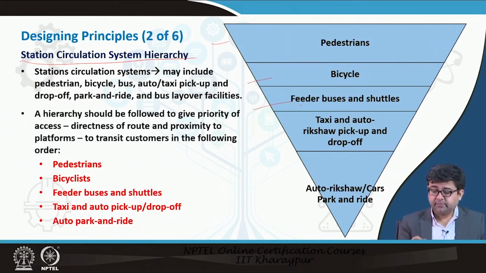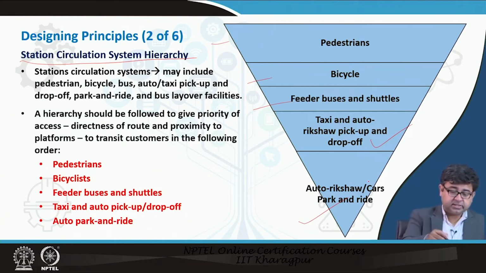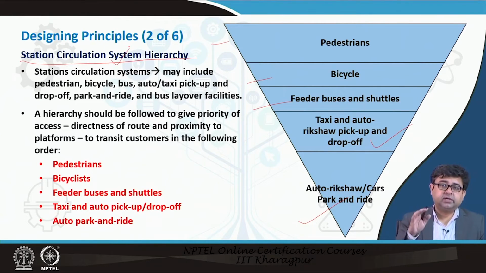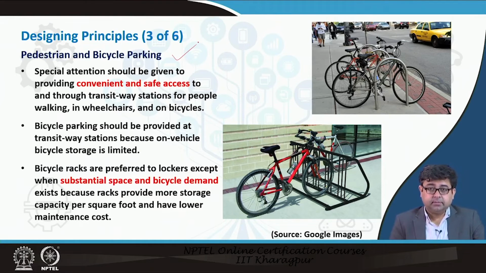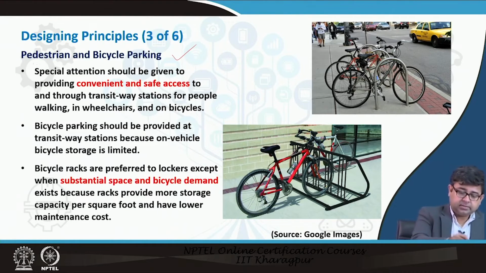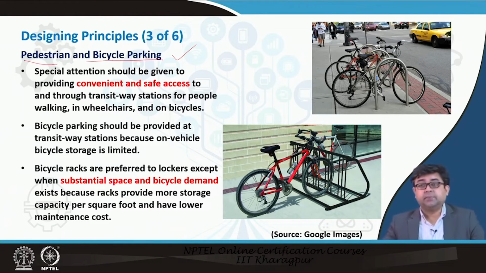Then of course bicycles and feeder buses, these are all outside the station coming into the station, right. So, when you design a station, you have to have circulation areas for buses, feeder buses, taxi, auto drop off, and also cars if you decide to provide some parking for cars. So, station circulation is the second principle that you have to remember while designing a station area. The third is pedestrian and bicycle parking. Obviously, there is no pedestrian parking.